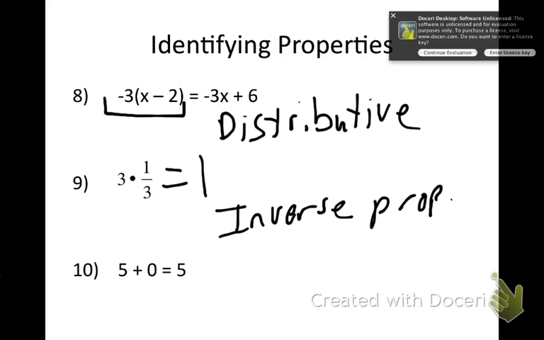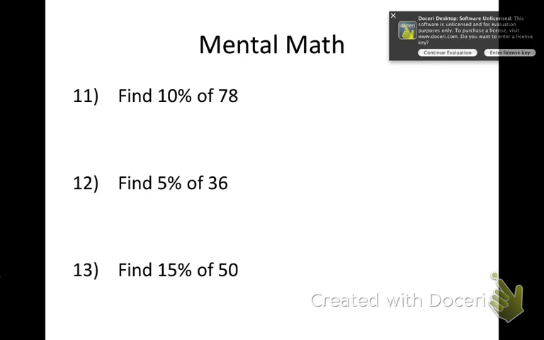And last but not least, number 10. Andy, what property is being used in number 10? Yeah, I'm starting with 5 and I'm ending with 5. That is the identity property. All right, next. Pretty remedial so far. A lot of review.